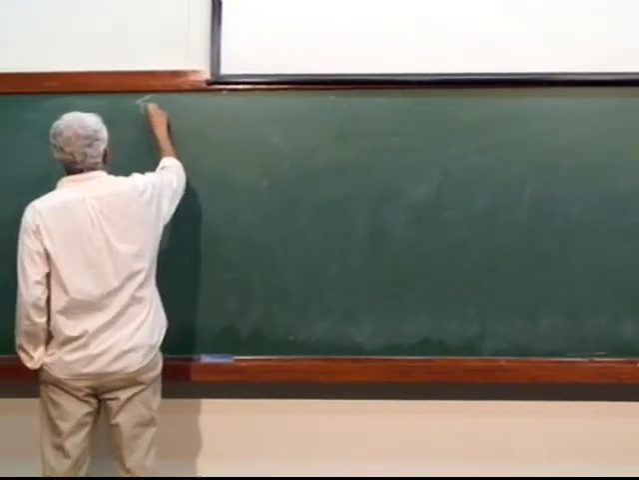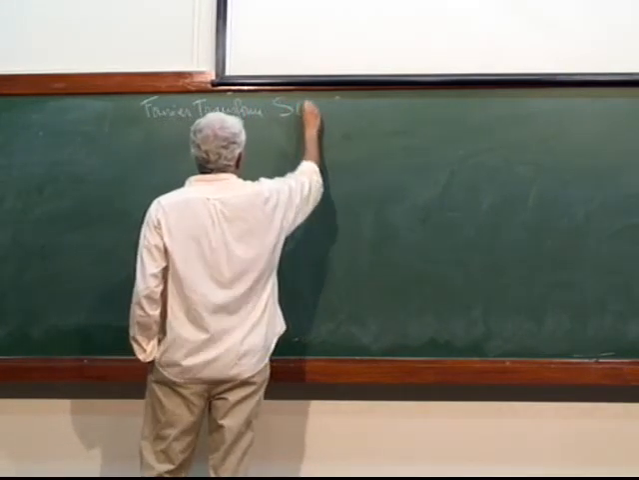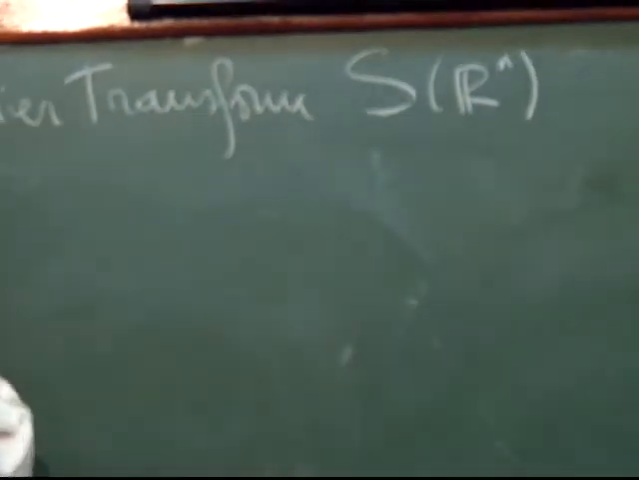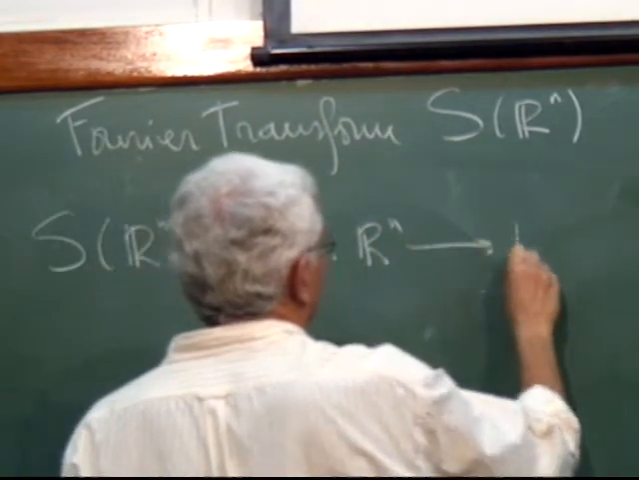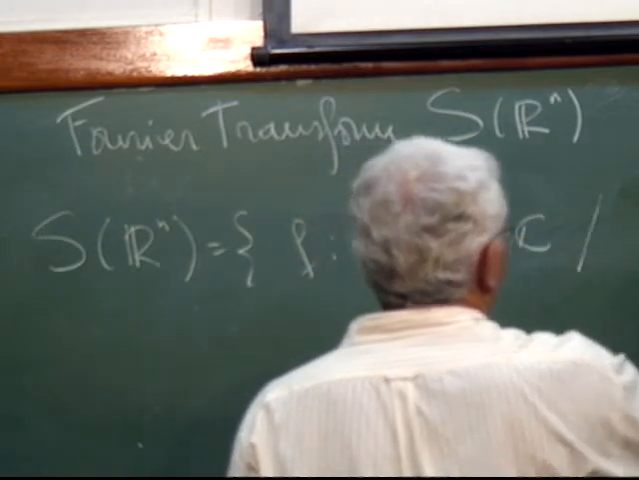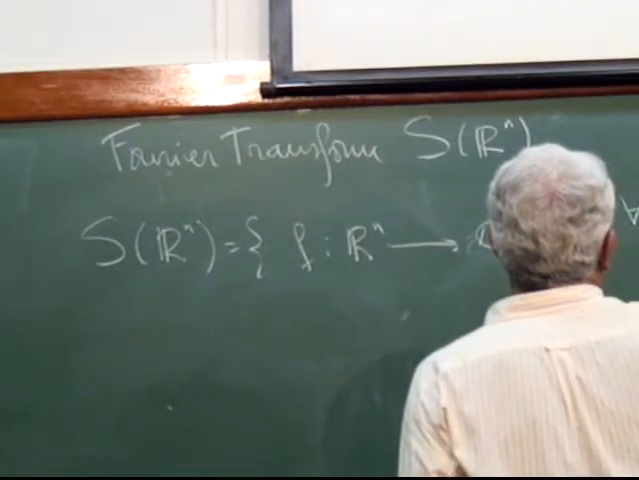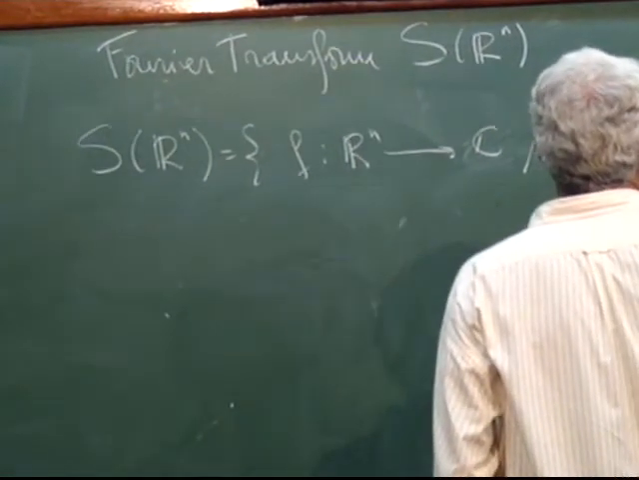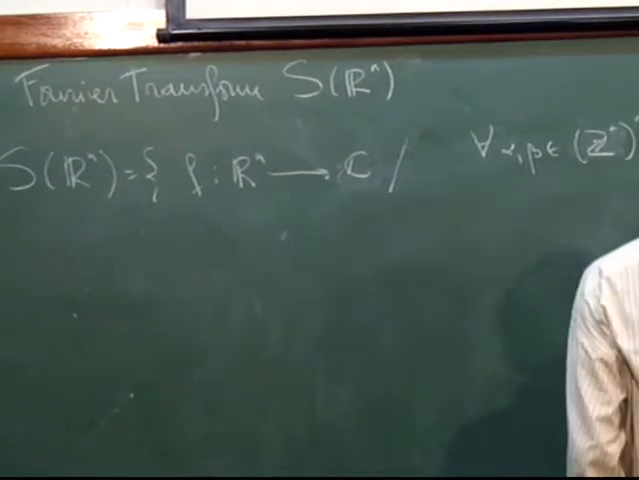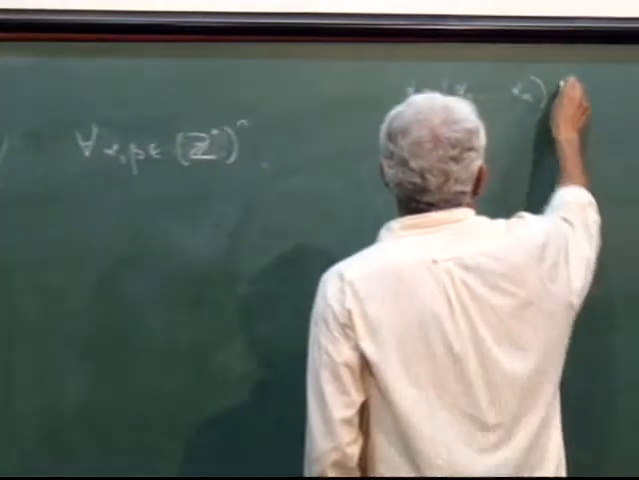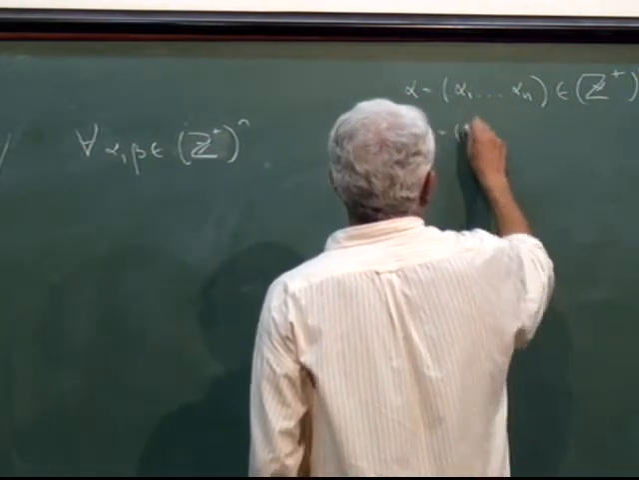Okay, Fourier transform in the Schwartz class. What is the Schwartz class? Schwartz class are functions with complex values, such that f, for all alpha and beta, any multi-index. Suppose that you have alpha equal to alpha 1 through alpha n, and beta also is a multi-index.